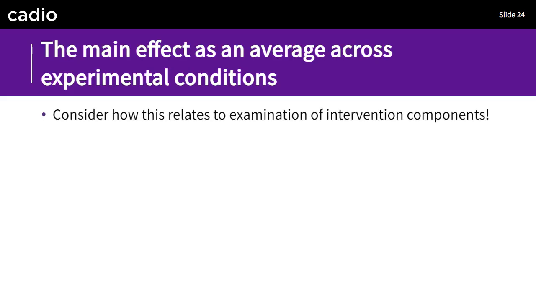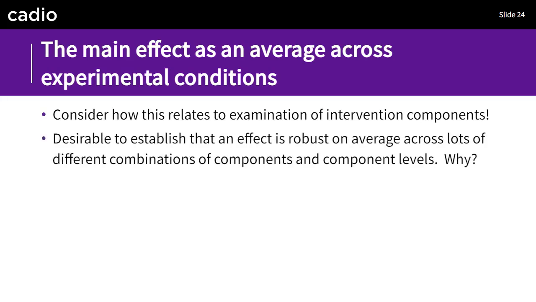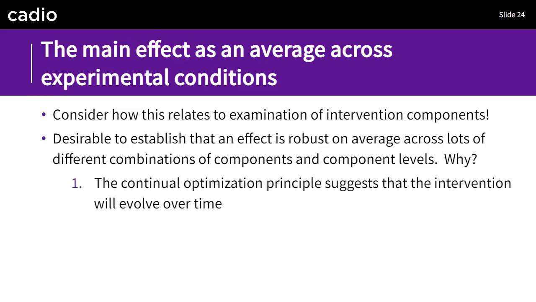Consider how this relates to examination of intervention components. I would argue that it is desirable to define the effect of a component as an average across lots of different combinations of components and component levels. Now, why do I say this? One reason is that the continual optimization principle of MOST suggests that the intervention will evolve over time. New components will be devised, tested, and added to the intervention, and weak components will be removed. So it makes sense to try to build an intervention out of components with effects that obtain within the context of lots of other components.